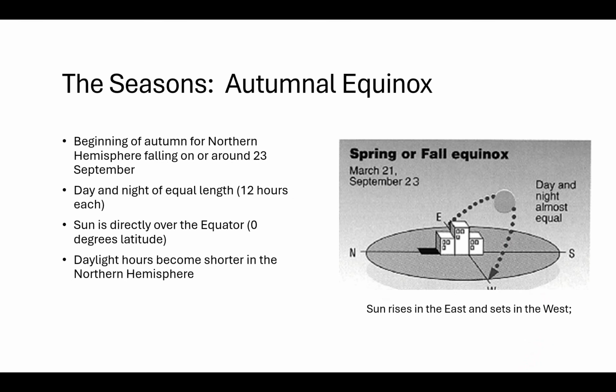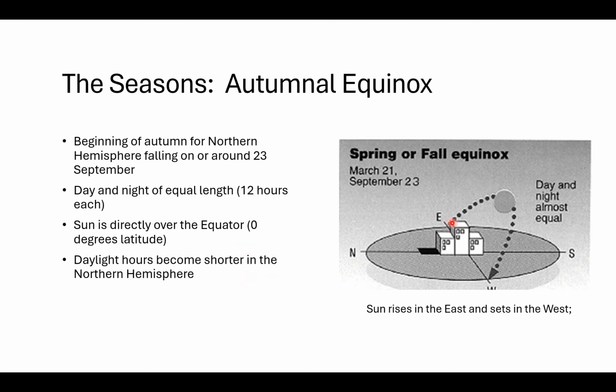Now on to the autumnal equinox. This is the official beginning of autumn or fall for the northern hemisphere. It falls on or around the 23rd of September. And day and night are of equal length across the entire Earth, about 12 hours a day and 12 hours a night at the autumnal equinox. The sun is going to be directly over the equator at 0 degrees latitude, and the daylight hours generally become shorter in the northern hemisphere with this date.